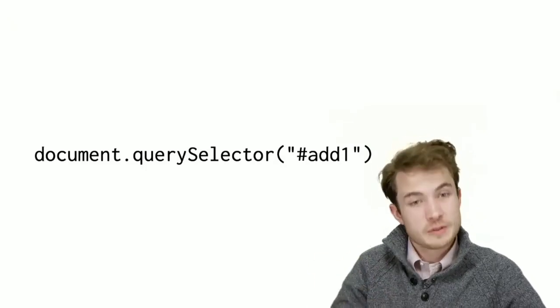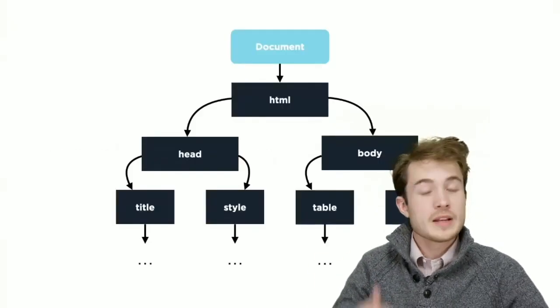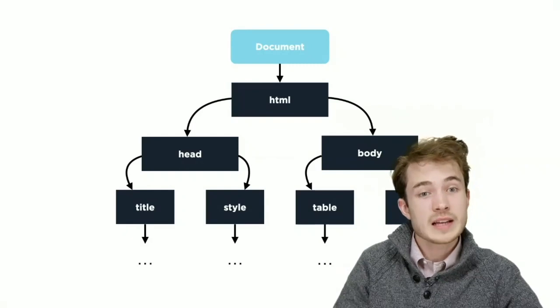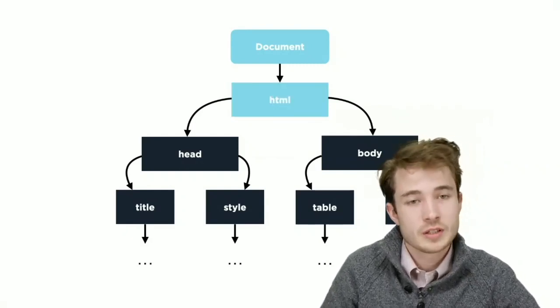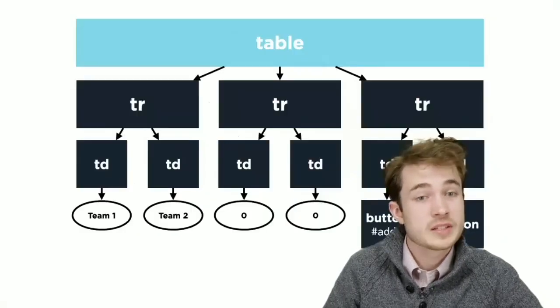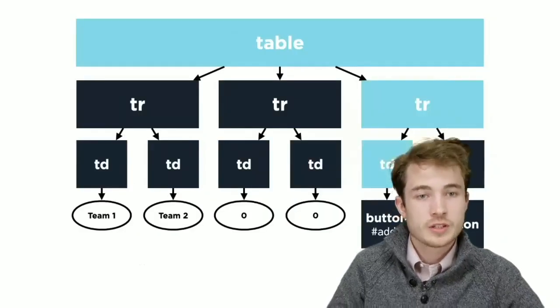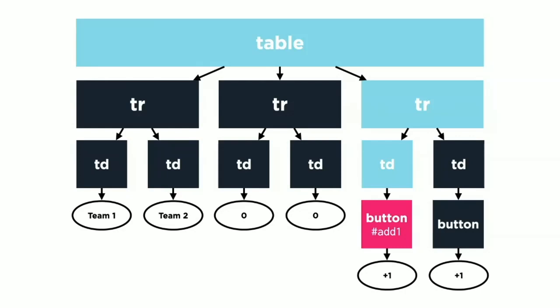So when I run this piece of code, I will go through my document object model, and I will try to find that element that has the ID add1. I'll start here, keep searching, going down through my tree, searching, until I get to that button that does have that ID add1. And now I've selected that button.